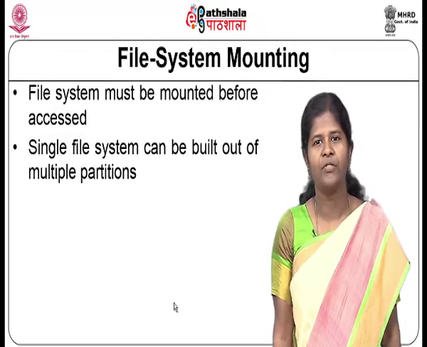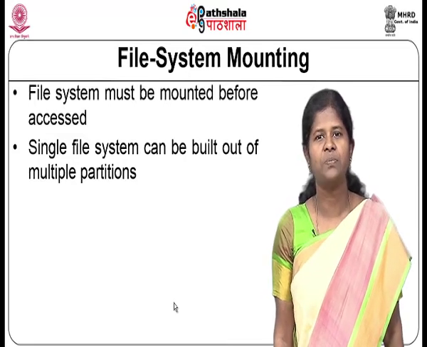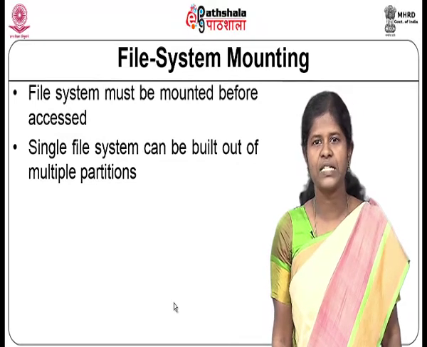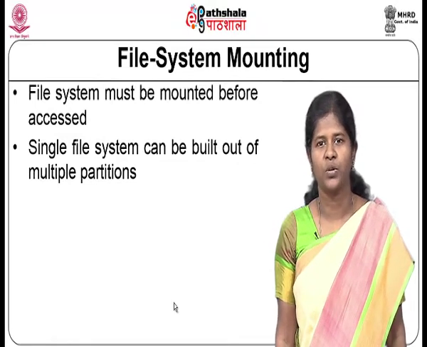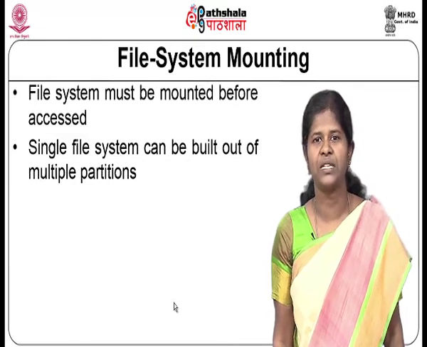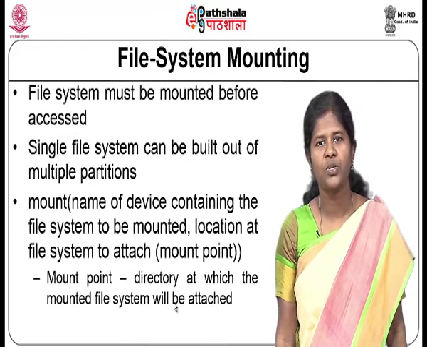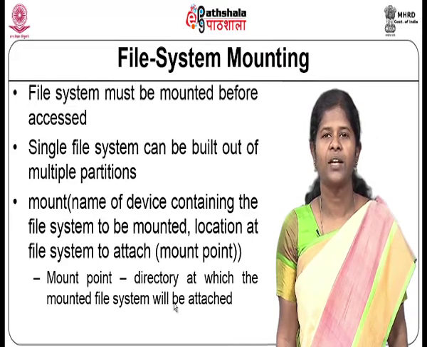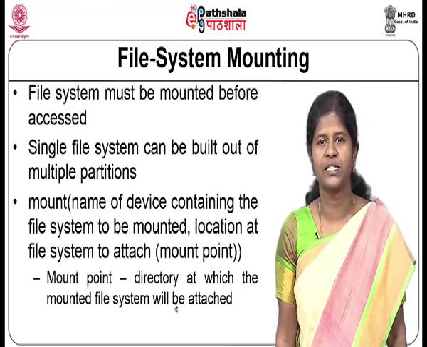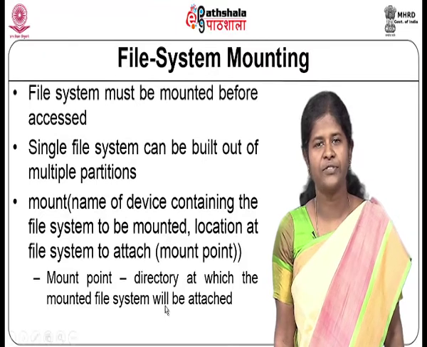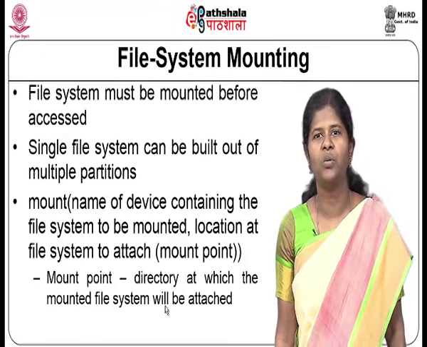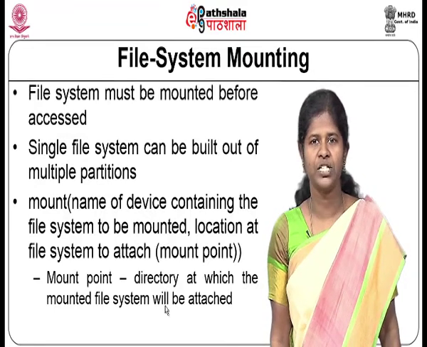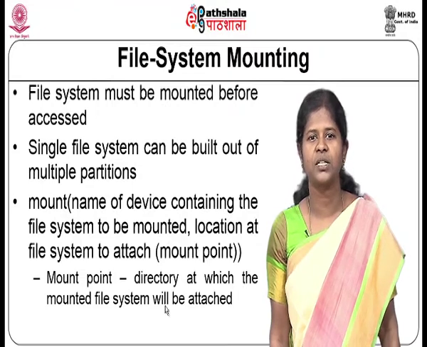You can have even a single file system that is built out of multiple partitions, or you can have a number of file systems in each of the partitions. So, it is possible to have a number of file systems in different places. To logically attach different file systems together into one file system and to view the files in different file systems, we need to mount one file system onto the other file system. This is accomplished by using the mount command.